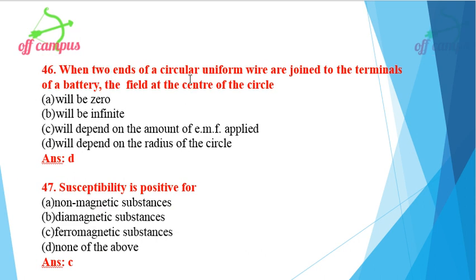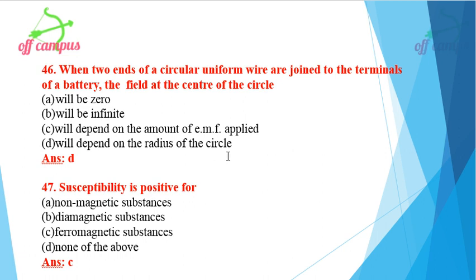Then question number 46. When 2 ends of a circular uniform wire are joined to the terminals of a battery, the field at the center of the circle will be 0, will be infinite, will depend on the amount of EMF applied, or will depend on the radius of the circle.